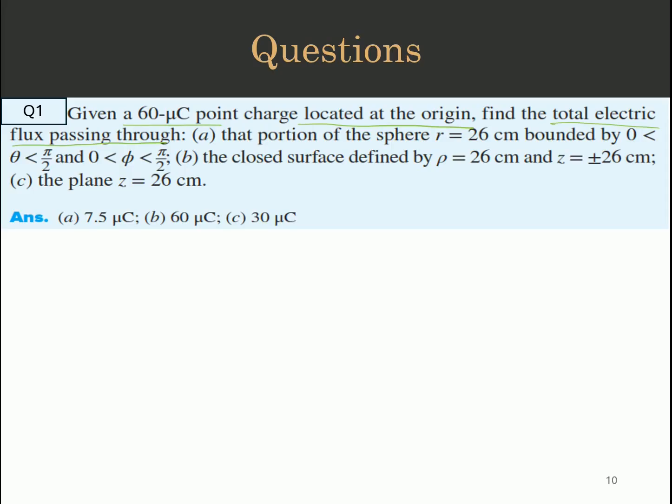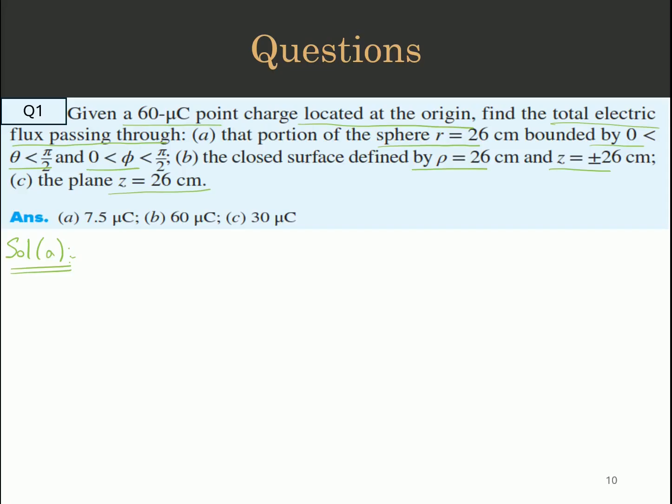First, point A is when the sphere has a radius of 26 centimeter bounded by the range of theta and phi. In the second part, it is a closed surface with the value of rho as 26 centimeter and z in the range of plus minus 26 centimeter, and in the final part, the plane z is at 26 centimeter. So let us first try to solve the first part.